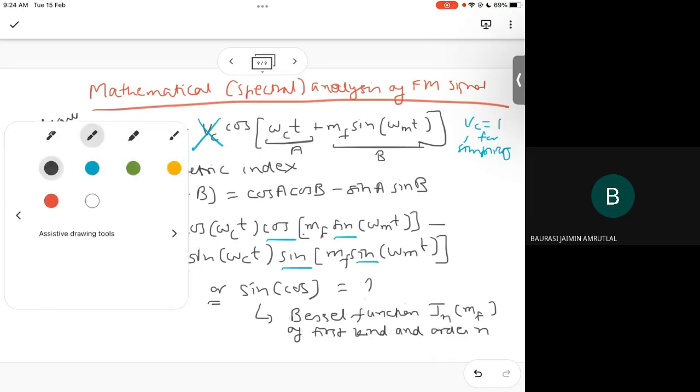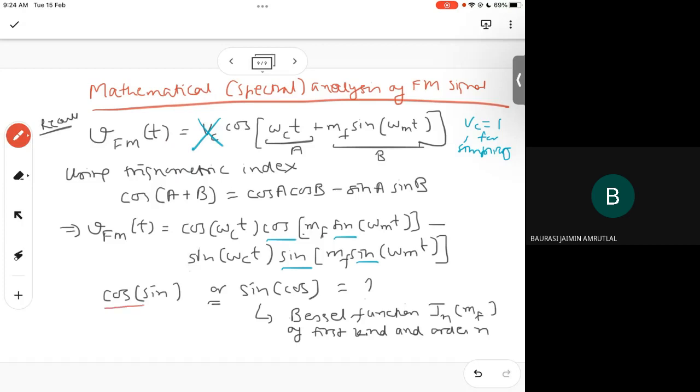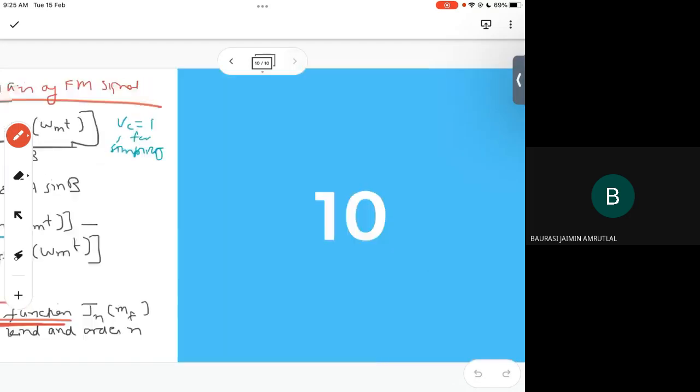So this is very, very important. To solve such cases where we have a sine of a sine function, or cos of a cos function, or sine of a cos function, or cos of a sine function, we normally solve them using the Bessel functions, J_n(M), which we defined as the general Bessel function of first kind of order n.